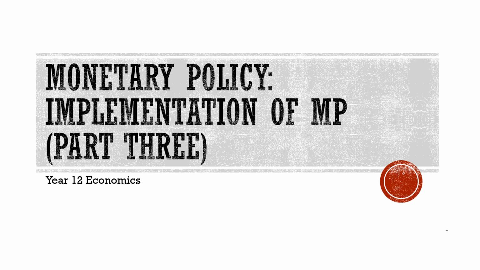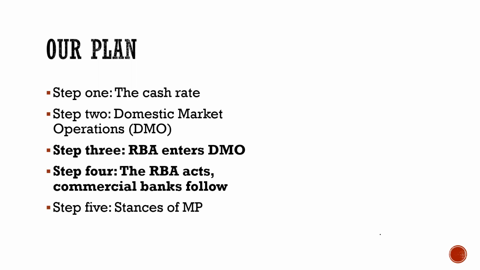Hi, I'm Mr. Simons. Here we are talking about monetary policy once again, and we're looking at the implementation of monetary policy. If we look at where we're at in terms of our plan, we've already looked at the cash rate and we've already looked at an introduction to domestic market operations, or DMO. In this video, we're going to look at the RBA entering DMO and making some changes. And then we're also going to have a look at when the RBA acts, then commercial banks follow. So we're going to tackle two steps in this video.